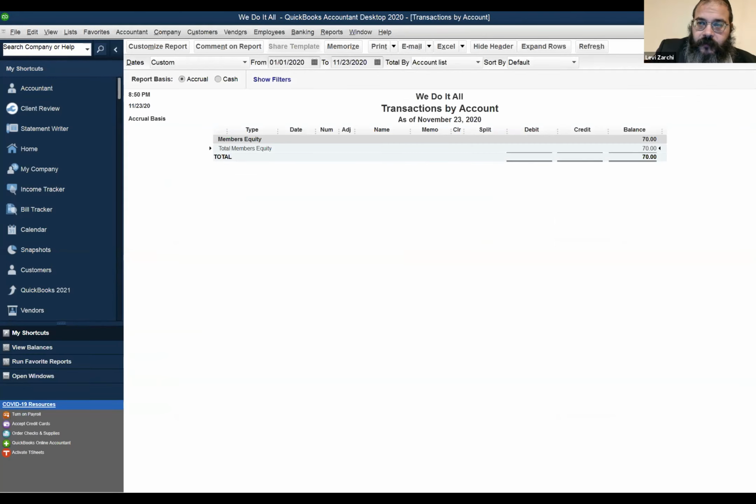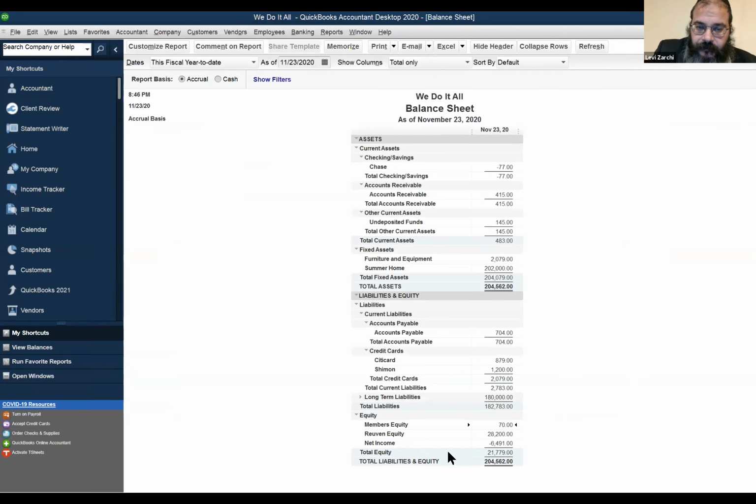So the only thing this members' equity would be is the $70 from last year. So one more time back to the balance sheet. What is members' equity? Members' equity is the $70 that we saved from last year. If we would be in next year, our members' equity will be the combination of members' equity plus this year's net income. Those two together.